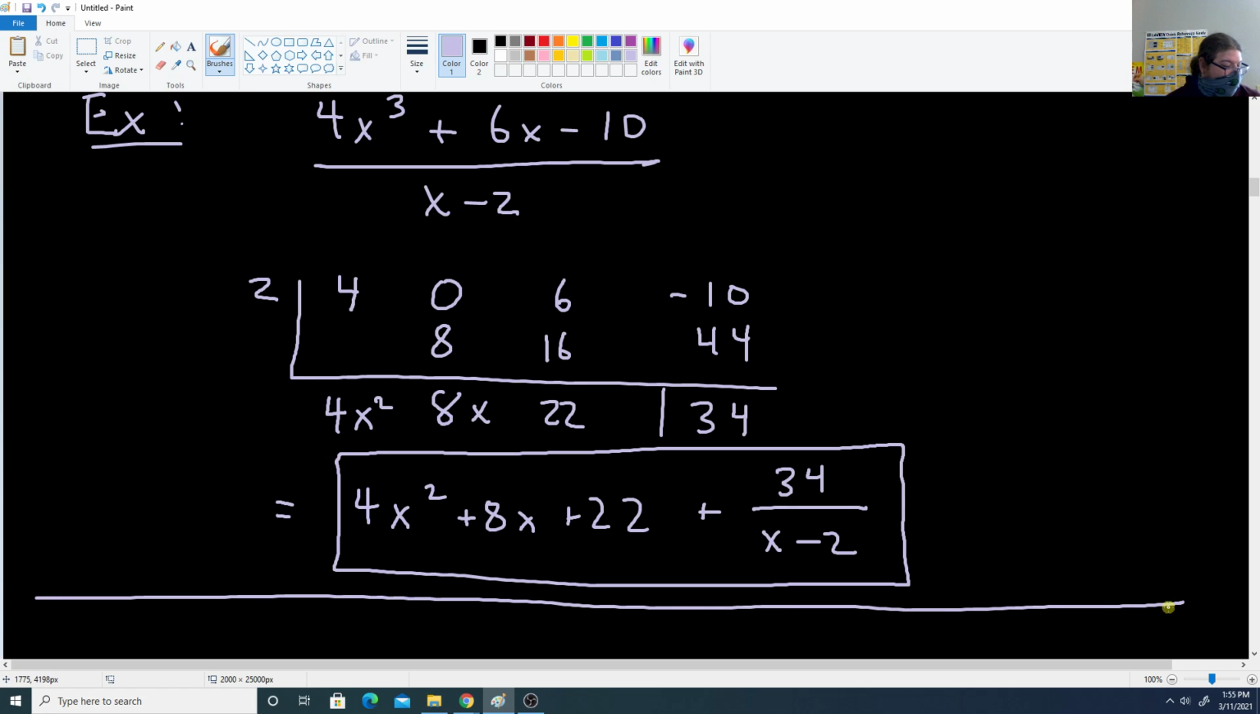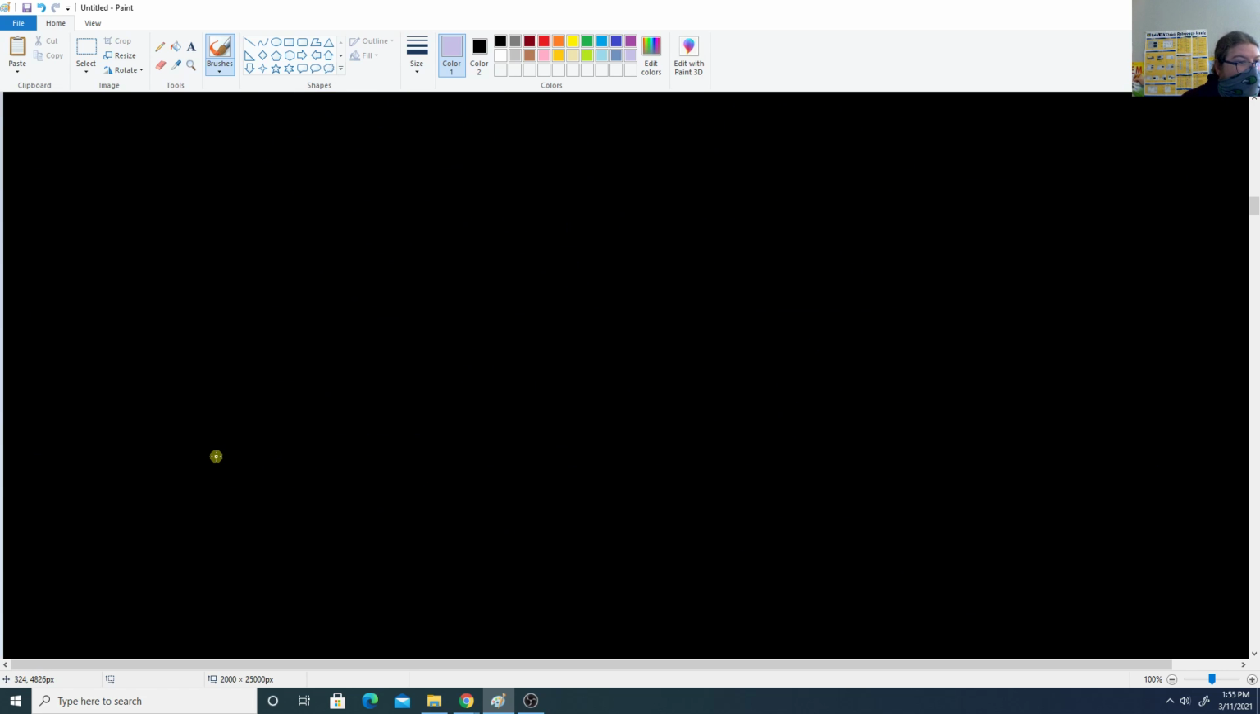So that will be my answer. Okay. So the next thing we're going to do with synthetic division is something called the remainder theorem. So we'll say remainder theorem.